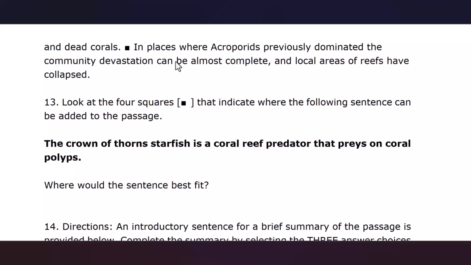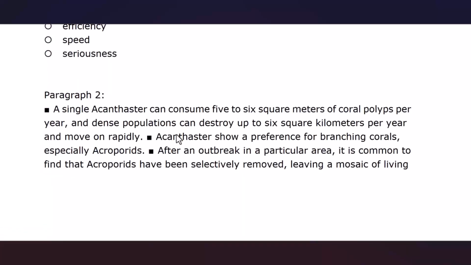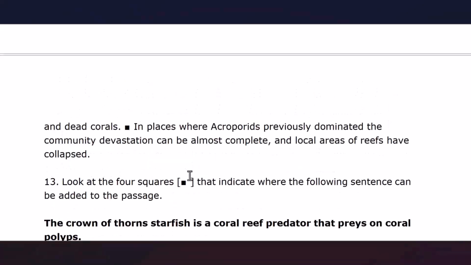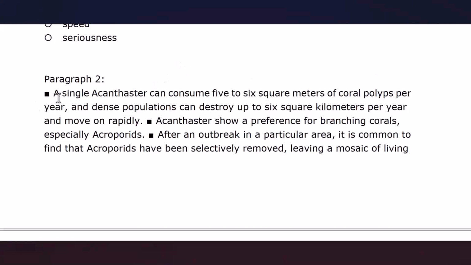So, okay, to answer the question, we need to check the places where it fits to insert our text. According to the sentence, the crown of thorns starfish eats coral polyps. Okay, this is what the sentence boils down to. So we begin to read the paragraph. The first sentence: a single acanthaster can consume 5 to 6 square meters of coral polyps per year, and dense populations can destroy up to 6 square kilometers per year and move on rapidly. Acanthasters show a preference for branching corals, especially acroporid. The first sentence talks about how much coral polyps a single acanthaster can eat annually. And the second sentence talks about their eating preference.